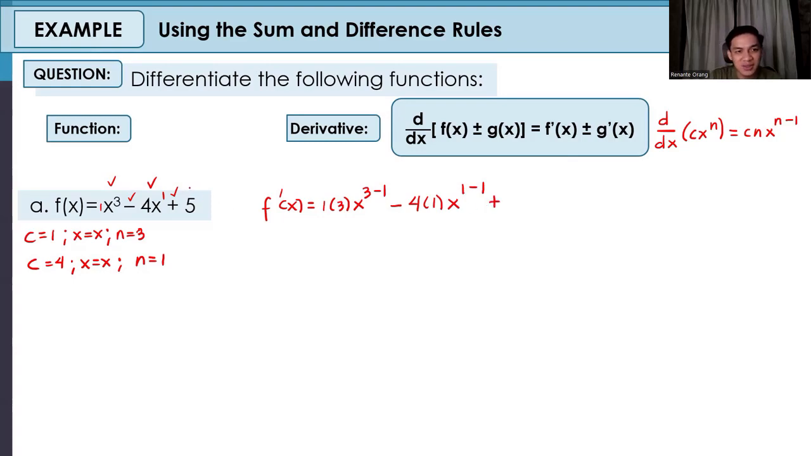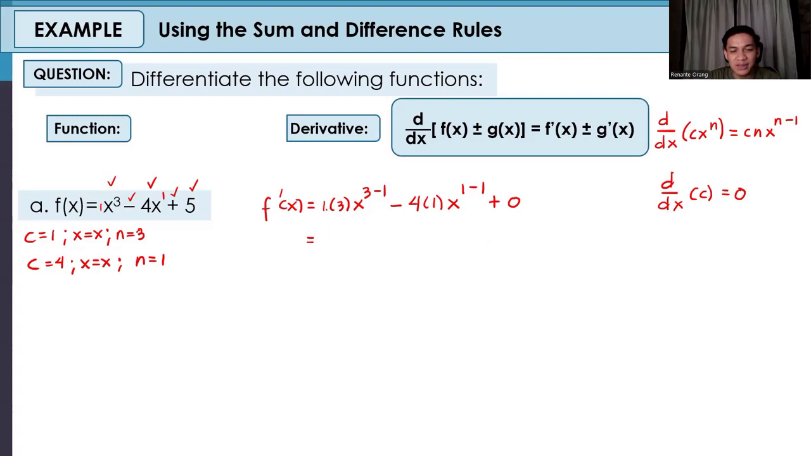Tapos, proceed tayo dito sa third one. Take note, 5 is a constant, so we will be using constant rule for this one. That is the derivative with respect to x of any constant is equivalent to 0. Ibig sabihin, the derivative of 5 is 0. So let us proceed in simplifying class.